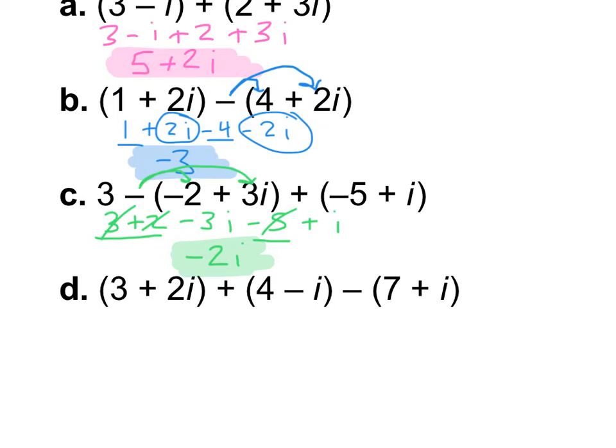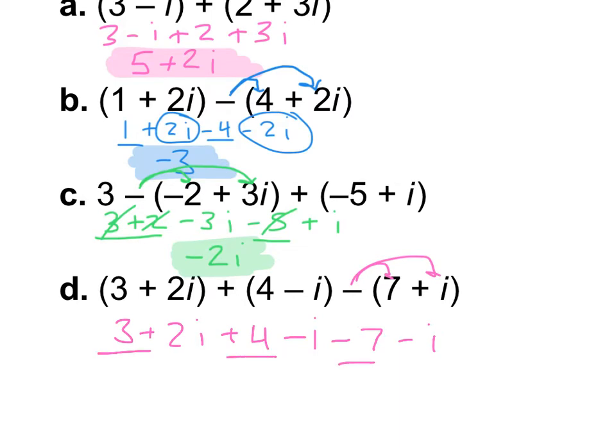For D, we have 3 plus 2i plus 4 minus i. Here we would need to distribute the negative. So this would be minus 7 minus i. So we combine our real numbers.